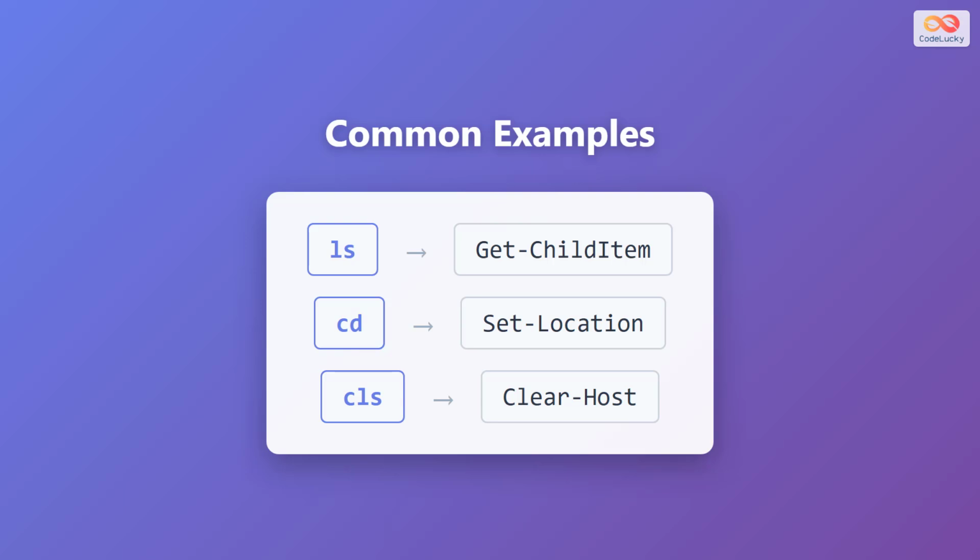Let's look at some common examples you've probably seen before. The alias ls points to Get-ChildItem, which lists files and folders. The alias cd points to Set-Location, which changes your current directory. And the alias cls points to Clear-Host, which clears your console screen. These aliases make PowerShell feel familiar if you've used other command line interfaces.